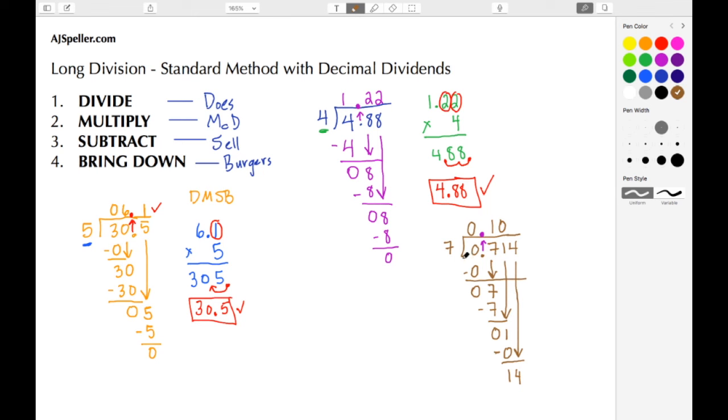Now we're doing 14 divided by 7, or we ask how many times does 7 go into 14. And that's 2 whole times. And now we have 2 times 7 to give us 14. And then we do 14 minus 14, which gives us 0. Then we look to bring down. There are no other numbers to bring down. So here we see our quotient is 102 thousandths.